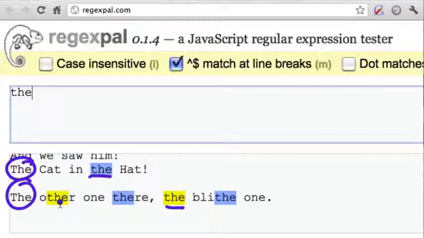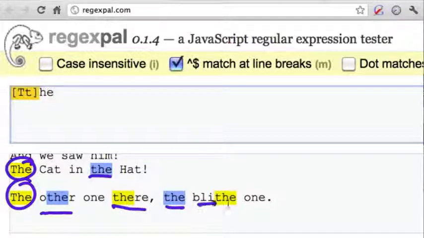It also finds some other things. Let's fix the first problem. How do we not only get the thes in the middle, but those capitalized thes at the beginning? Well, we're going to use our disjunction. And sure enough, that correctly now matches the two beginning of line thes. But you notice that our pattern, although it now captures something it missed before, it still captures things it shouldn't be capturing. Other, there, and Blythe.